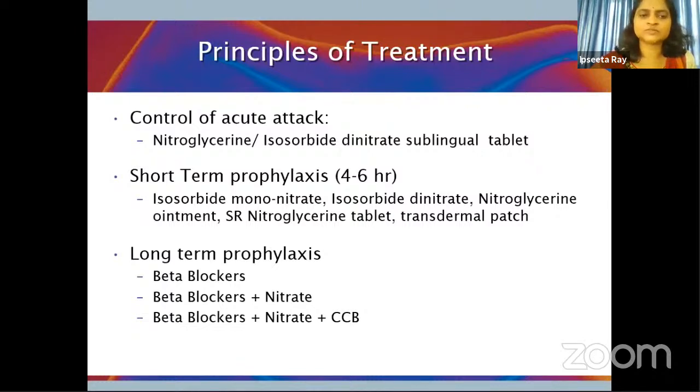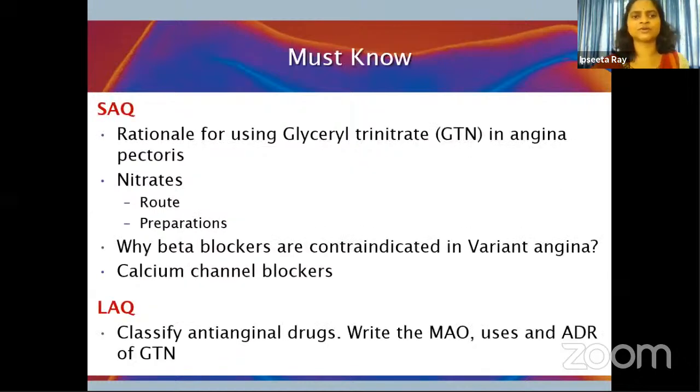So the principles of management, very briefly. Acute attack you all have to remember: you have glyceryl trinitrate and isosorbide dinitrate sublingual tablets for short-term prophylaxis to prevent any exertion, like you want to climb uphill. There, for short-term, you can use nitroglycerin sustained release tablets or transdermal patches. For long-term prophylaxis, beta blockers are the drug of choice. If not controlled alone with beta blockers, you can add drugs from different classes, whether it is nitrates or even calcium channel blockers.